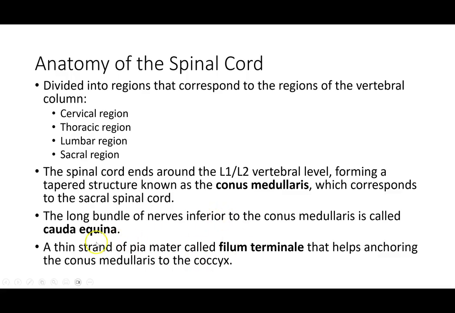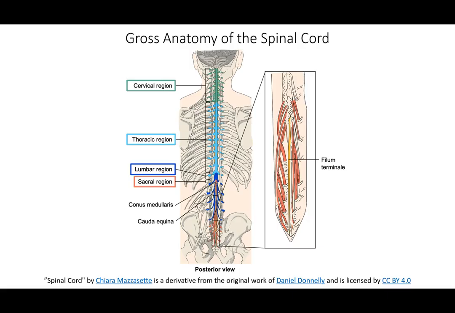And then there is a very thin strand of that pia mater layer called the filum terminale that's going to help anchor the conus medullaris to the coccyx, actually. So making sure that the spinal cord isn't going to risk bunching upwards or anything like that. So really just keeping the spinal cord where it's supposed to be.